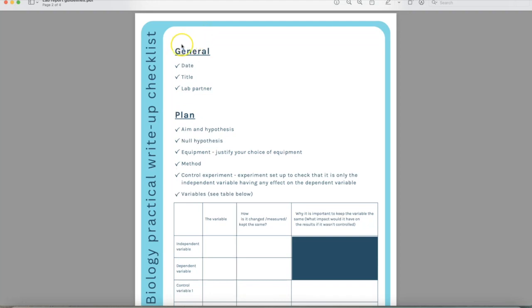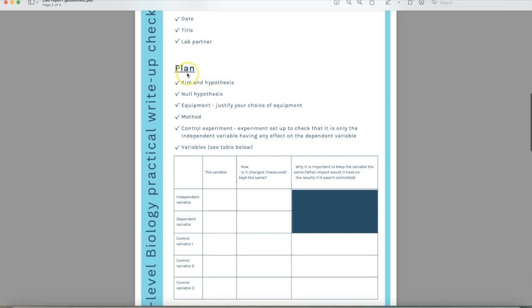So at my school, a general thing that we ask for in all required practicals is you have the date, title, and you state who you've worked with. So that's just general presentation. Then if we are asking you to do the plan, we would expect our students to include the aim, so what you're trying to find out, the hypothesis, which is what you predict you'll find. The null hypothesis is something that you use for statistics. So this is where you state that you won't find a particular pattern.